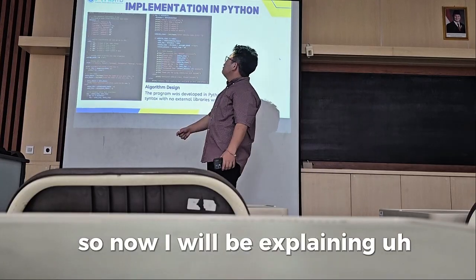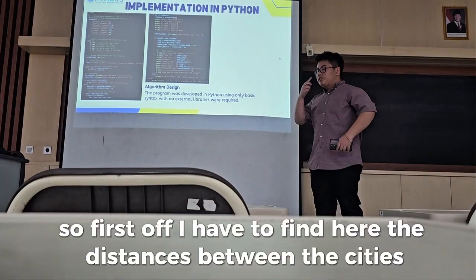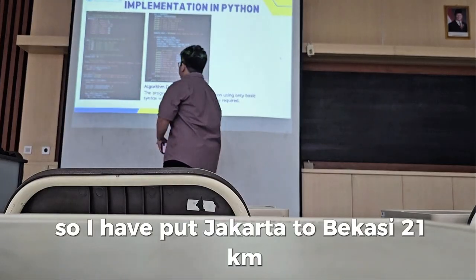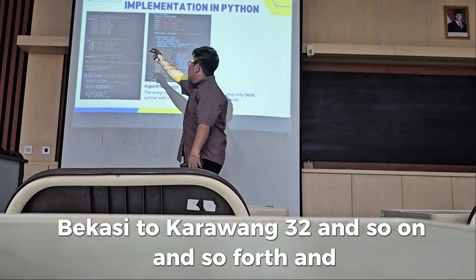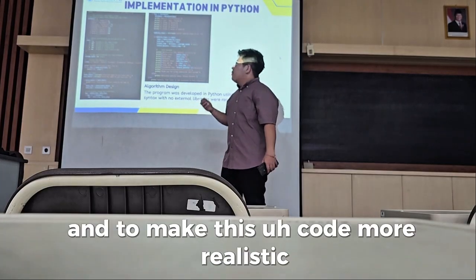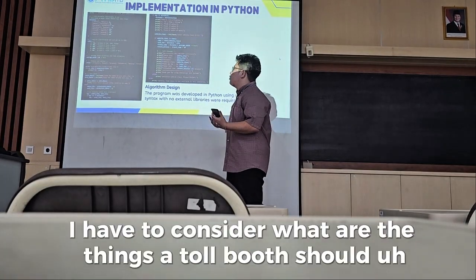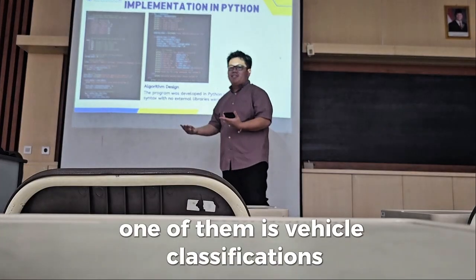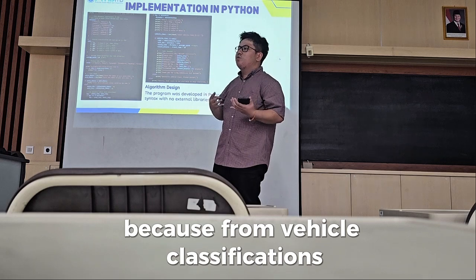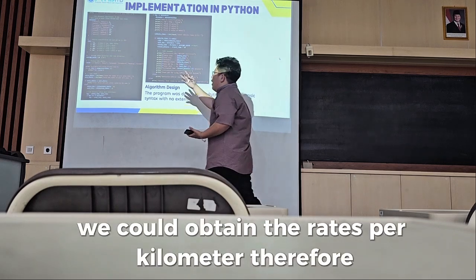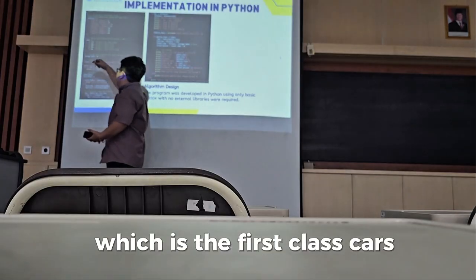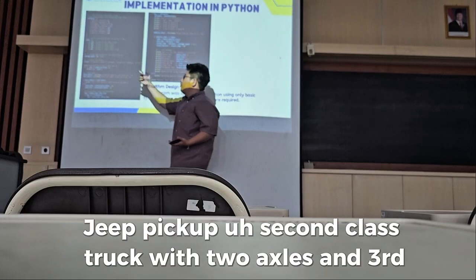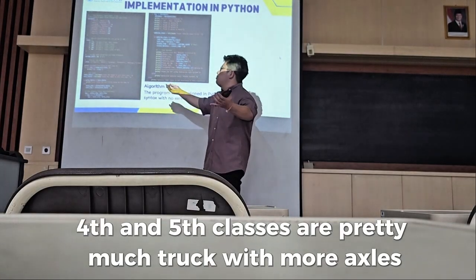So now I will be explaining how we do it in Python. So first off, I have defined here the distances between the cities. So I've inputted Jakarta to Bekasi, 21 kilometers, Bekasi to Karawang, 32, and so on and so forth. And to make this code more realistic, I have to consider what are the things a toll booth should include. One of them is vehicle classifications, because from vehicle classifications we can obtain the rates per kilometer. Therefore, I have created 5 vehicle classifications, which is the first class, cars, jeep, pickup. Second class, truck with 2 axles, and third, fourth, and fifth classes are pretty much truck with more axles.